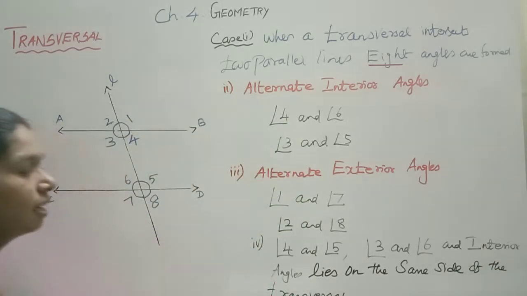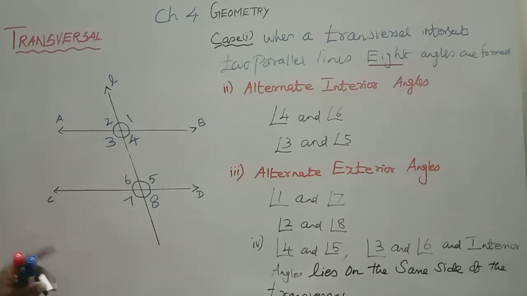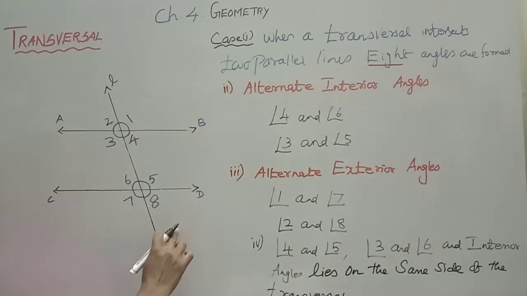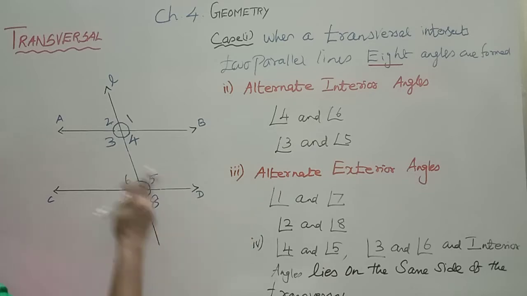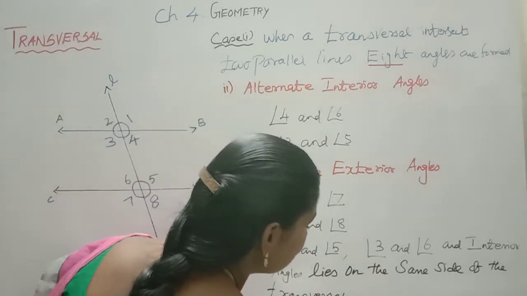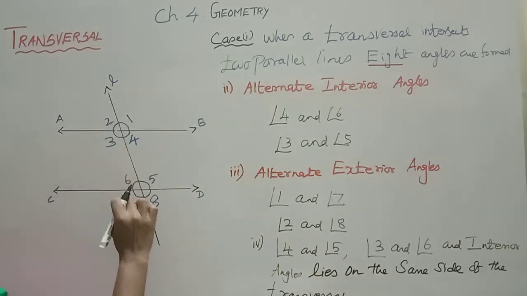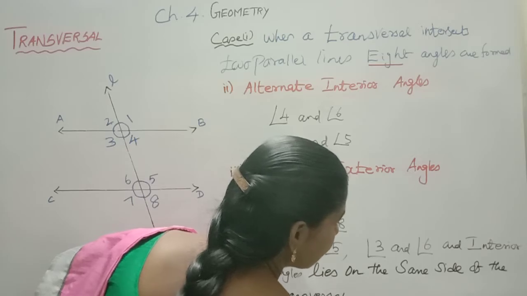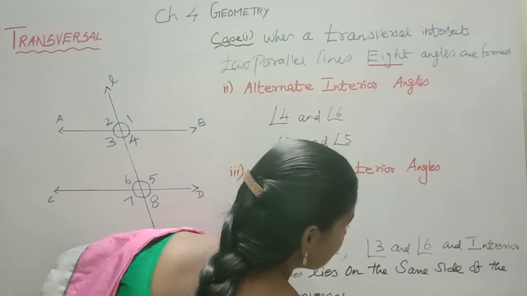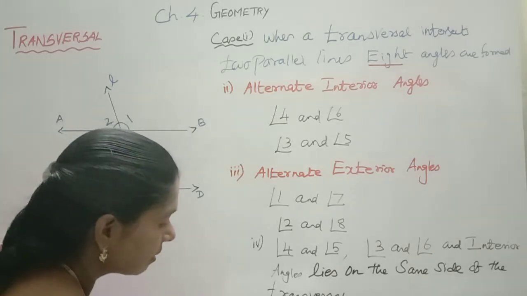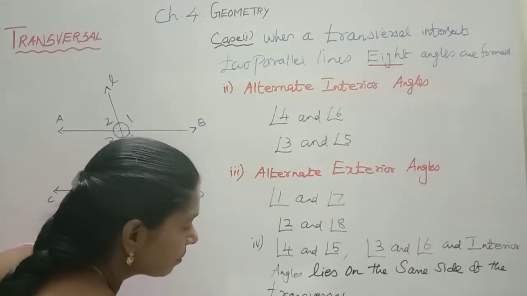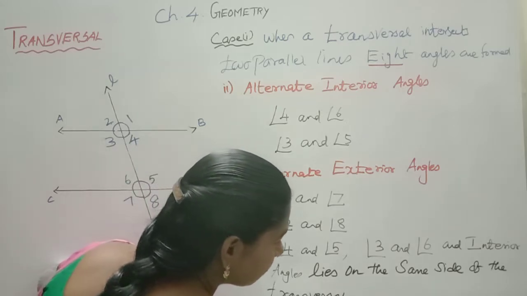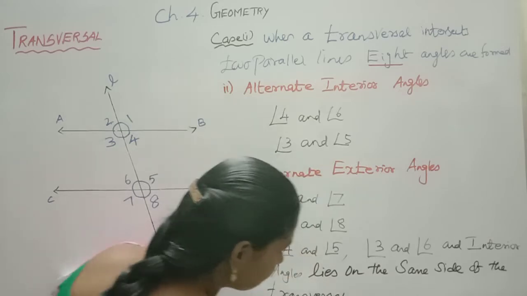Next, which points lie on the exterior of the transversal? Angle 1 and angle 5. Which lies on which side? Right hand side. And next, angle 2 and angle 7 lie on the exterior side of the transversal. Exterior angles lie on the same side of the transversal.